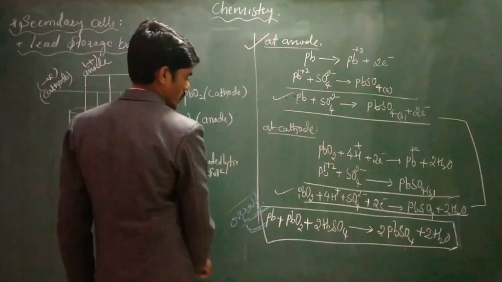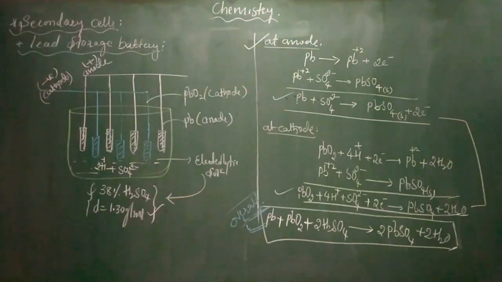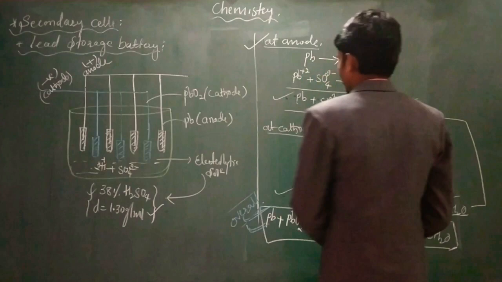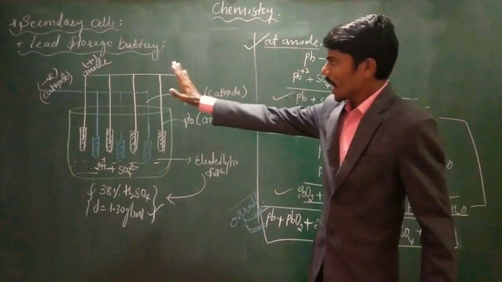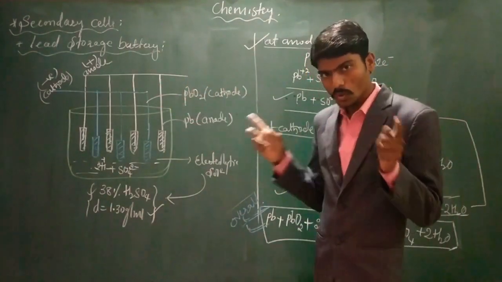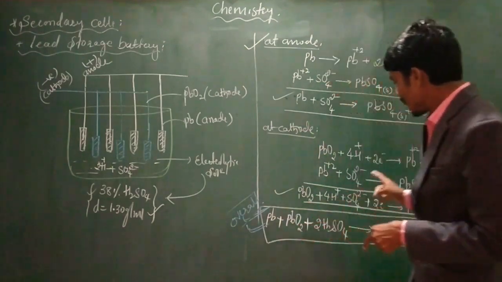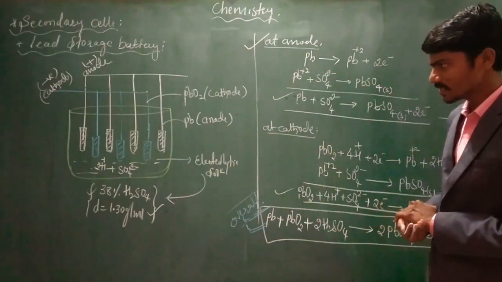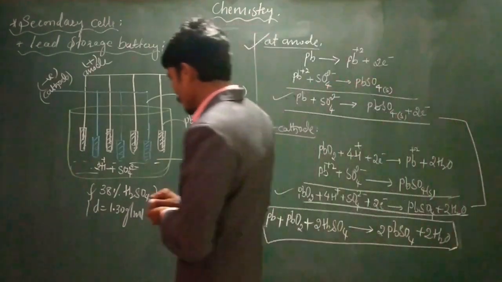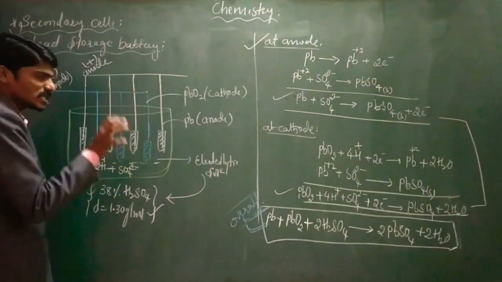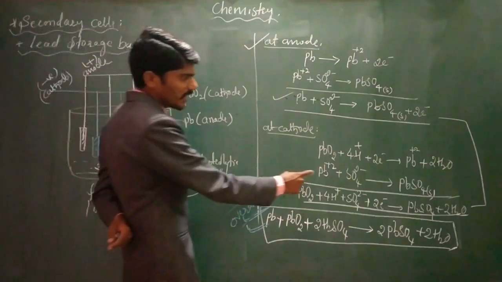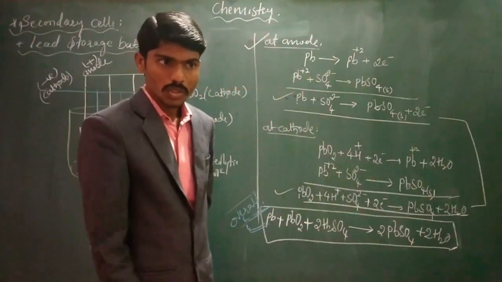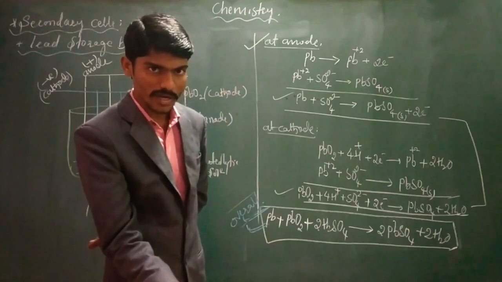Overall cell reaction of the lead storage battery is this. Simple है. अब यहां पर कुछ पॉइंट्स आपको याद रखना पड़ेगा. At anode as well as cathode, both electrodes, lead sulfate gets deposited. And during this sulfuric acid is consumed because sulfate ions are utilized in the formation of precipitate. तो concentration of sulfuric acid क्या हो गया?